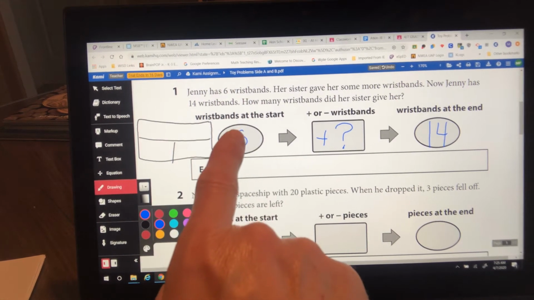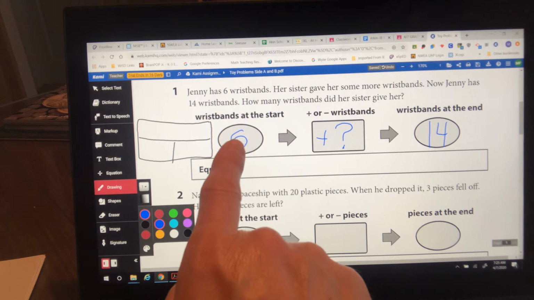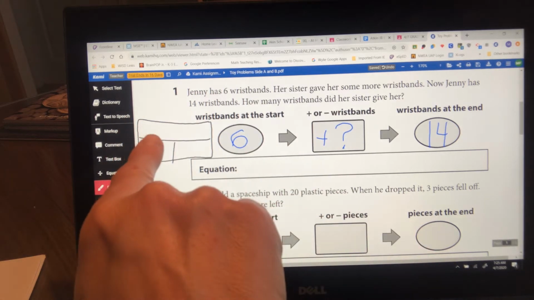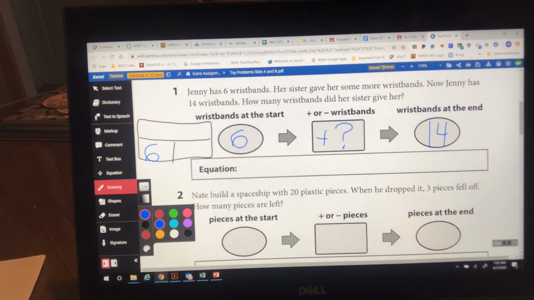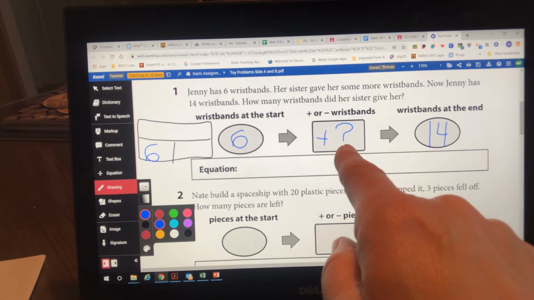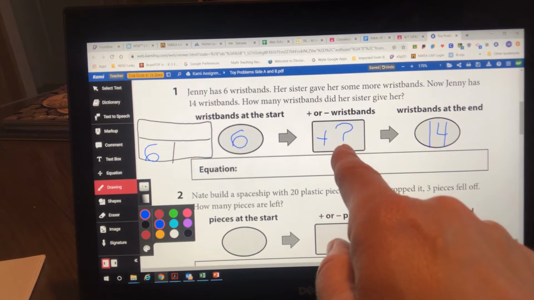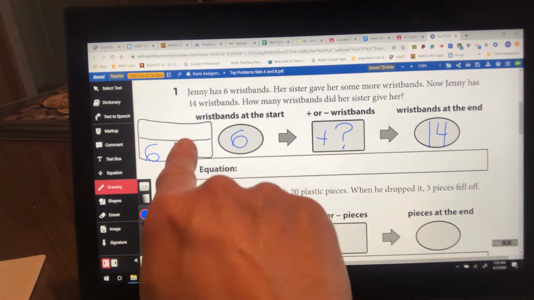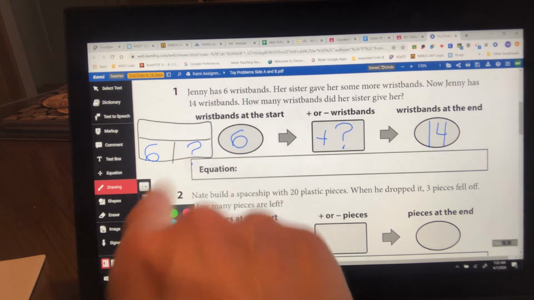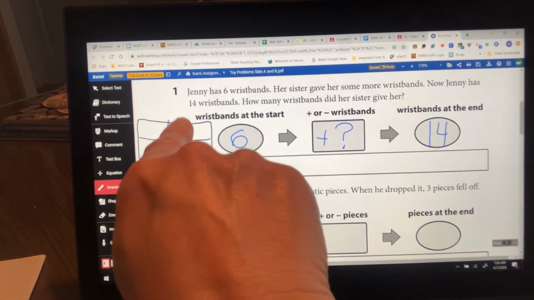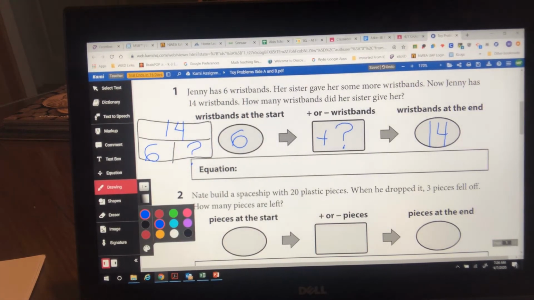So let's fill this out. The 6 wristbands that Jenny had in the beginning, was that all of the wristbands or part of the wristbands? Well, since she got some more, the 6 that she had were part. Now, the wristbands that her sister gave her, were those all of the bands or part of the bands? Well, since Jenny already had some, the bands that her sister gave her were part of the bands. And the 14 bands at the end was all she had.